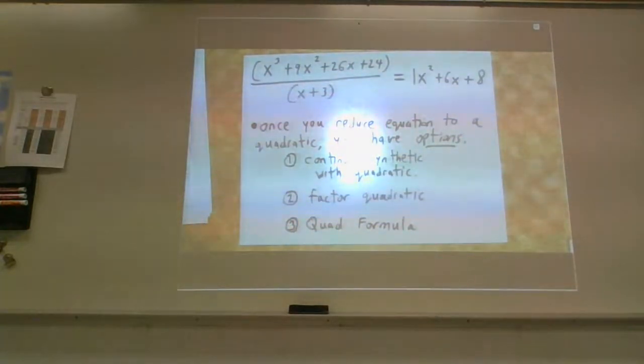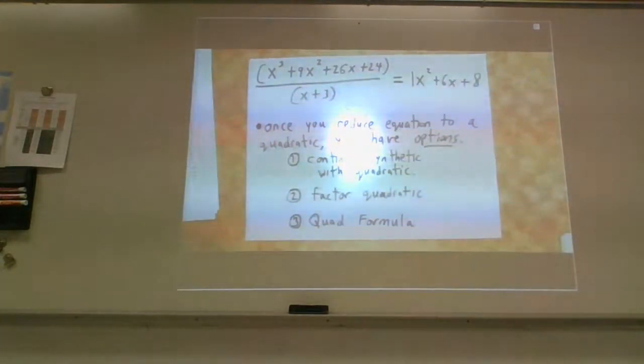Basically, you choose whichever option works best for you, and then you continue attempting to solve the problem. Synthetic division is going to be used up until a certain point. And then from there, once you get to a quadratic, you can choose what to do.